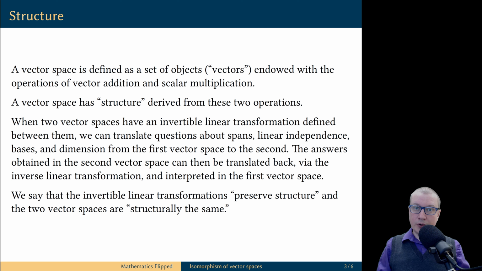But when we have an invertible linear transformation from one vector space to another vector space, then we can not only translate questions about spans, linear independence, basis, and so on from the first vector space to the second vector space, but also we can use the inverse of the linear transformation to translate these same questions from the second vector space back to the first vector space. So the structure of the first vector space can be transferred to the structure of the second vector space, and the structure of the second vector space can be transferred to the structure of the first vector space.